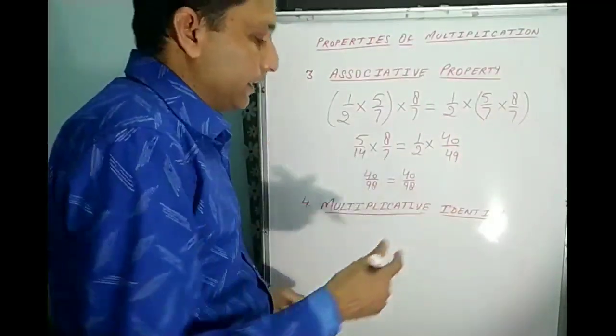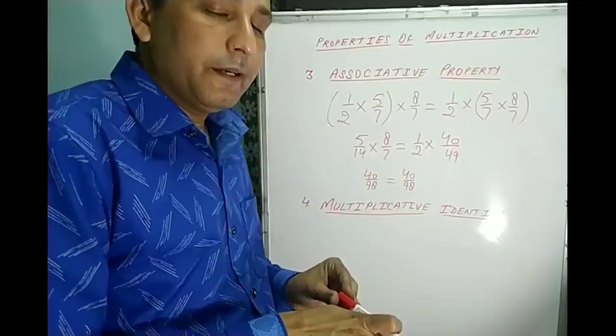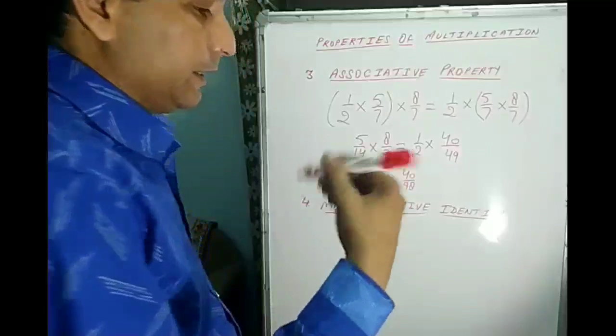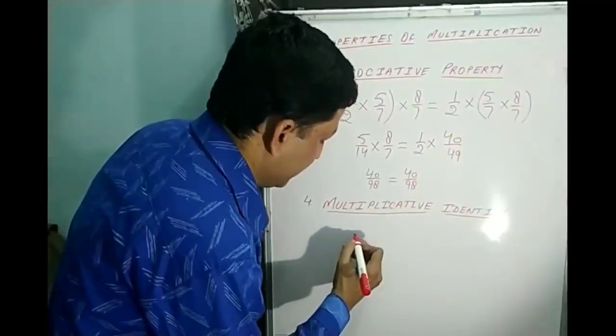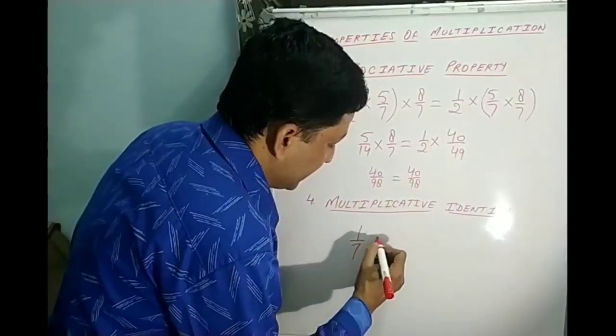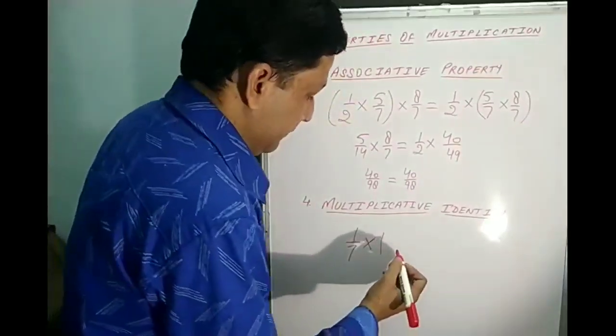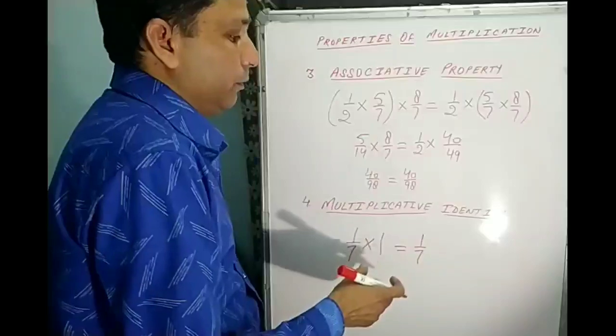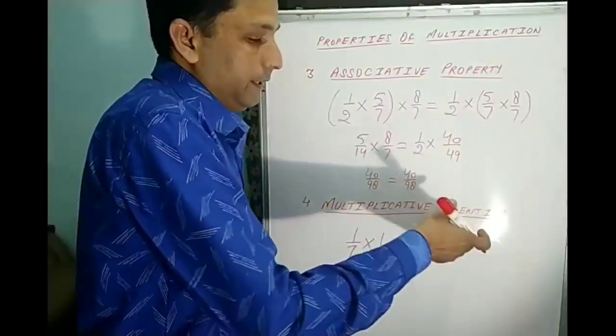Fourth is multiplicative identity. What is multiplicative identity? When we multiply the given rational number by 1 we get the same answer. Let us take an example. 1 upon 7 multiply by 1. What will we get? 1 upon 7. That property is known as multiplicative identity.